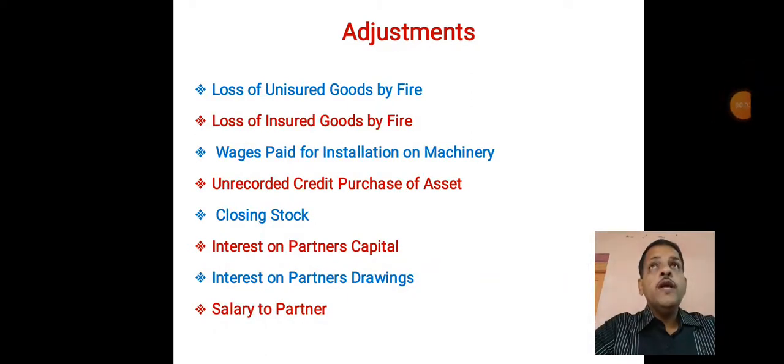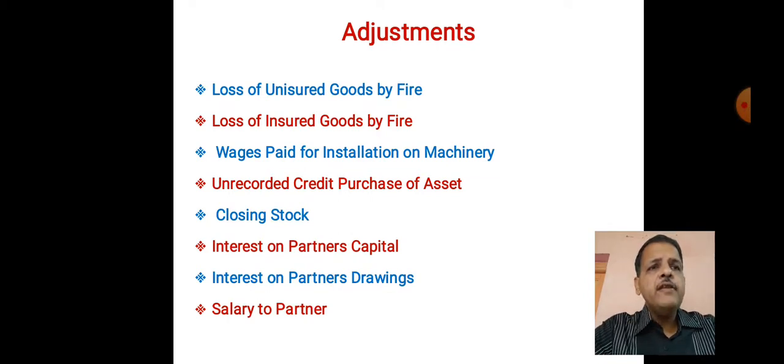Friends, we are going to see next adjustment, that is loss of uninsured goods by fire. Friends, when uninsured goods lost by fire, that time what happens is that first effect we have to give to the credit side of trading account as by goods lost by fire. Second effect we have to give to the debit side of profit and loss account as to loss by fire.